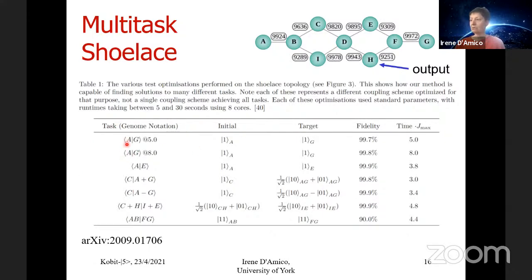tasks. For example, similar to before, we do the input in A, we want the output in G, perfect state transfer, but at a given time, 5 times J over J max, we can do it with very high fidelity, or at a different given time.